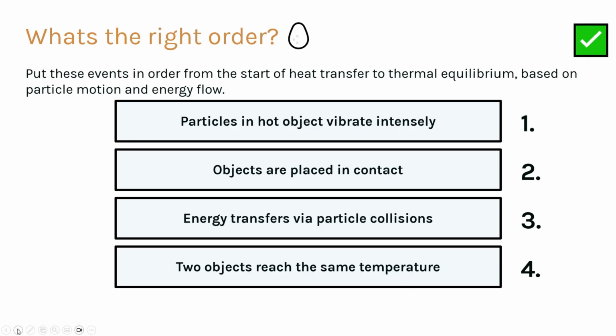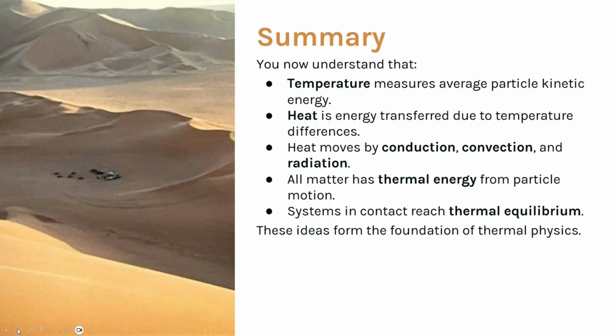Summary. To finish, let's summarize what you now know. Temperature measures the average kinetic energy of particles. Heat is energy transferred due to temperature differences. Heat moves by conduction, convection, and radiation. All matter has thermal energy because particles are always moving. Systems in contact eventually reach thermal equilibrium. These ideas form the foundation of thermal physics, and we will keep building on them.